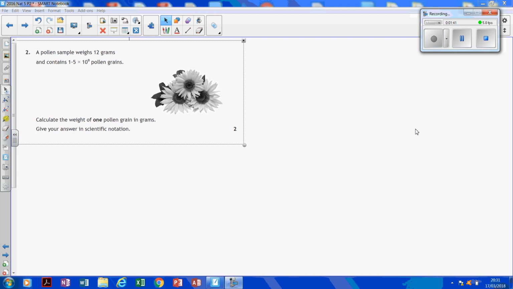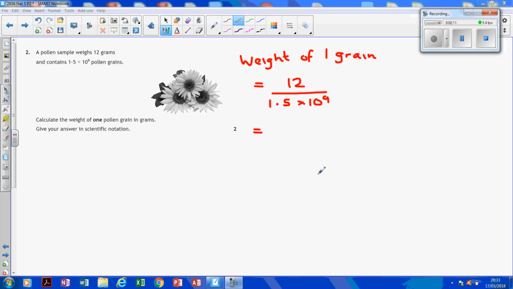A pollen sample weighs 12 grams and contains 1.5 times 10 to the power of 9 pollen grains. Calculate the weight of 1 pollen grain in grams, giving an answer in scientific notation. Now stop thinking about this as just normal numbers. If it weighed 12 grams and there were 10 pollen grains, you would do the sum 12 divided by 10. So do exactly the same, but it's not 10, it's this number here, which is in scientific notation. So we have 12 divided by 1.5 times 10 to the power of 9.